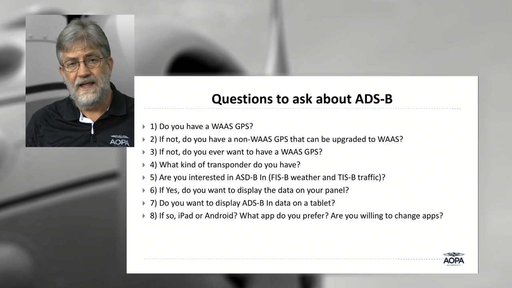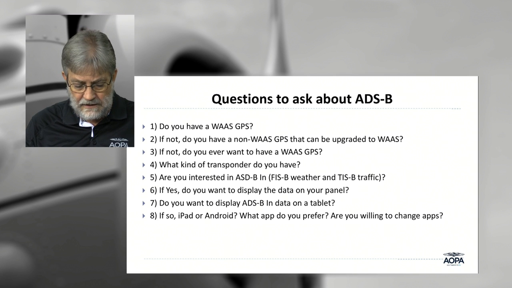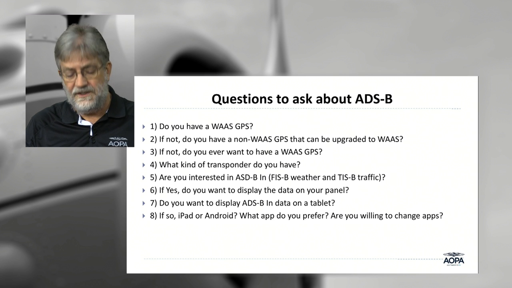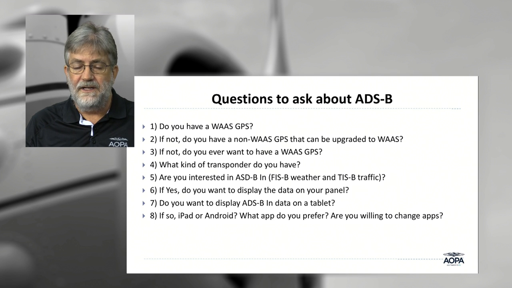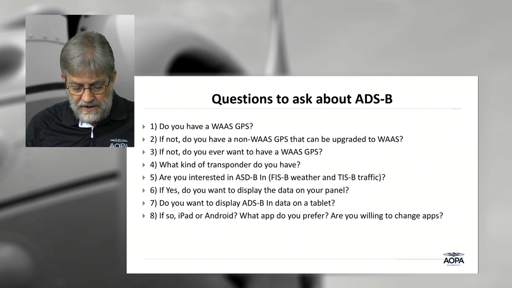Kind of tees up the eight questions I suggest that aircraft owners broach with their shops as they contemplate the best ADS-B out solution for their aircraft. Unlike the Mode C transponder, where everybody's was the same, ADS-B touches so many things in your panel. So the first question is, do you have a WAAS GPS? If you do, it can be your ADS-B position source, and that increases your options for your ADS-B hardware choice.